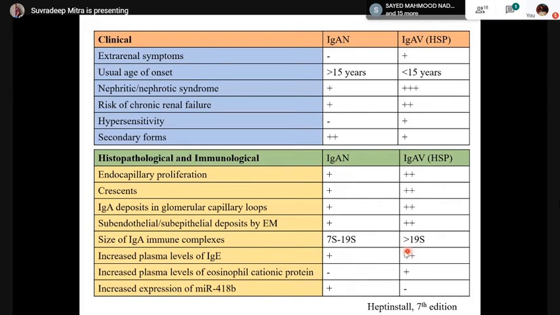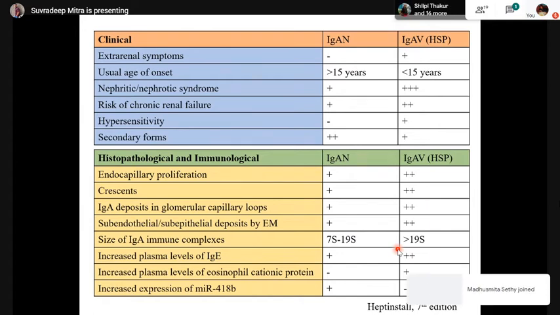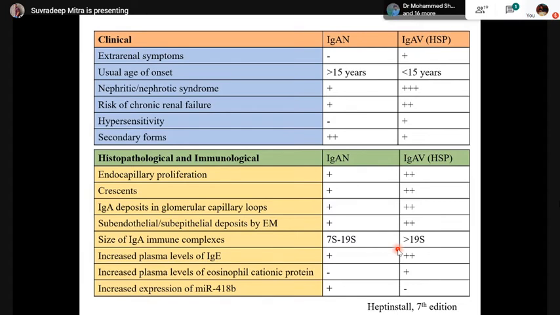Immunologically, in Henoch-Schönlein purpura, the size of IgA immune complexes are really large in contrast to IgA nephropathy. Also, the major clue when we look at the biopsies of Henoch-Schönlein purpura is that you tend to see a lot of crescents usually, and when you look at the deposits, they usually not only involve the mesangium but also the glomerular capillary loops, and the electron microscopy will also show you electron dense deposits in the mesangium as well as a lot of deposit in the subendothelial and subepithelial compartments.